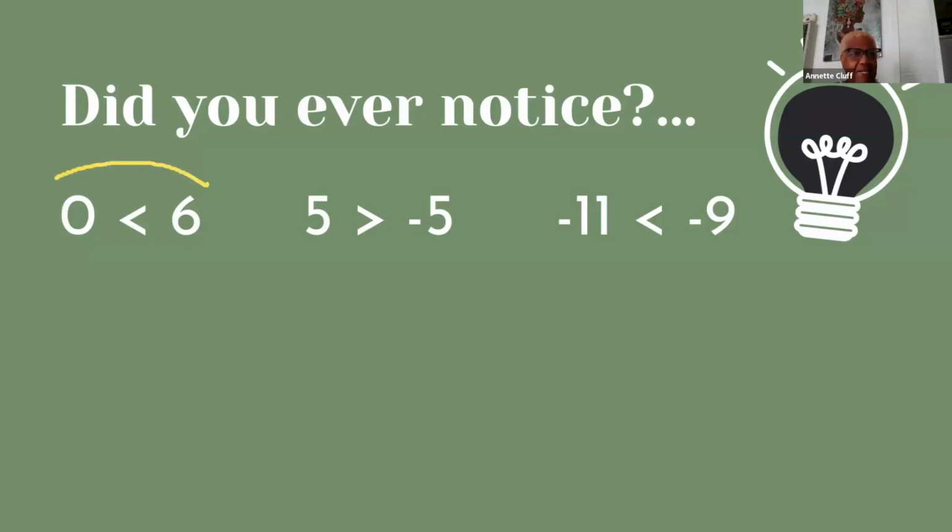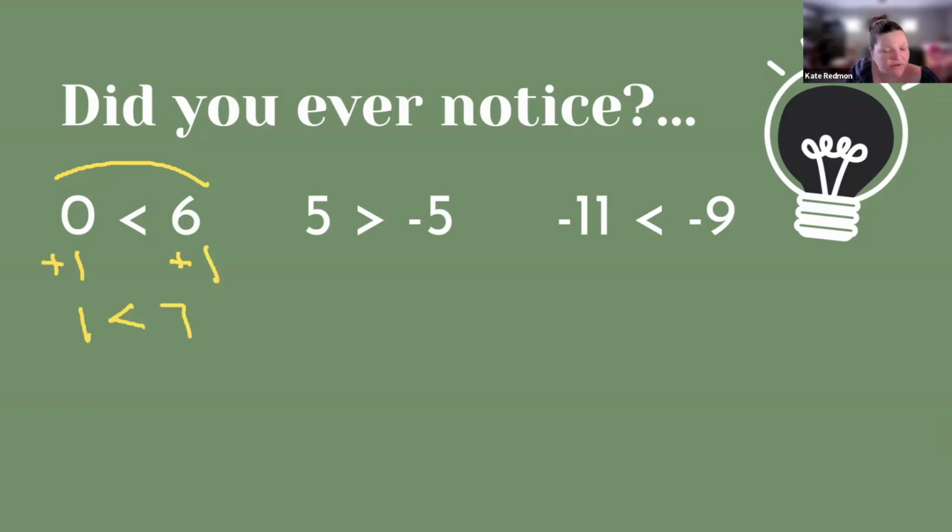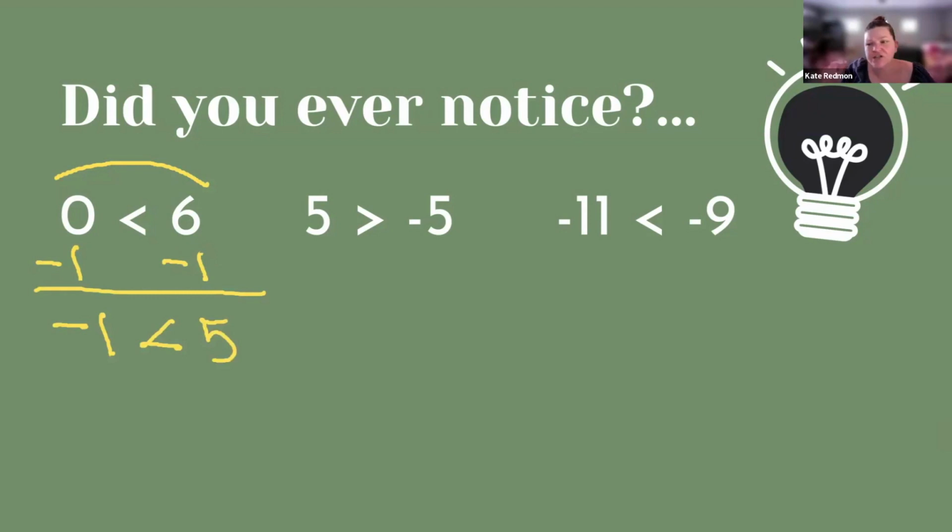0 is less than 6. Beautiful. And that's the thing we know, right? We know 0 is less than 6. If we added to both these sides, +1 and +1, I would still have a true statement because 1 is less than 7. If we subtracted from both those sides, -1 and -1, I'd still have a true statement. -1 is less than 5.